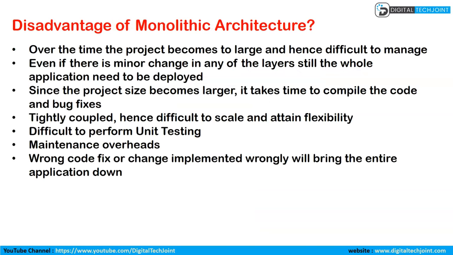So here are the disadvantages of monolithic architecture. Over time, the project becomes too large and hence difficult to manage. Even if there is a minor change in any of the layers, the whole application still needs to be deployed. Since the project size becomes larger, it takes time to compile the code and fix bugs. It is tightly coupled and hence difficult to scale and attain flexibility. Difficult to perform unit testing. Maintenance overheads: a wrong code fix or a change implemented wrongly will bring the entire application down.